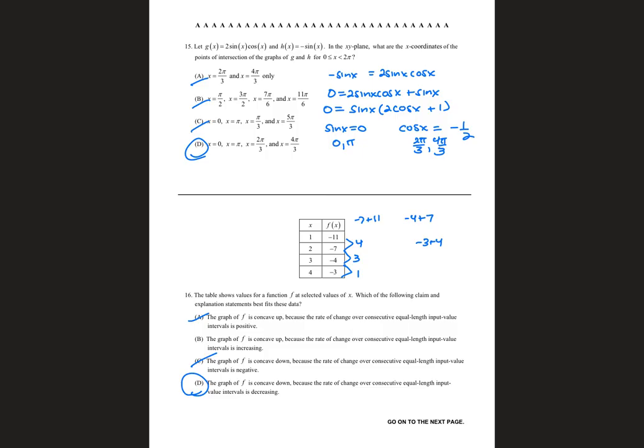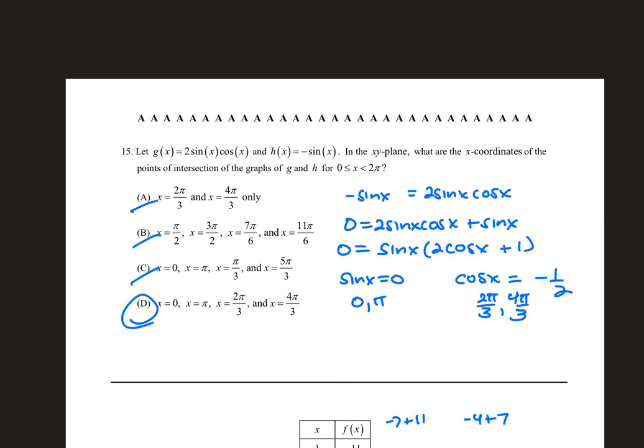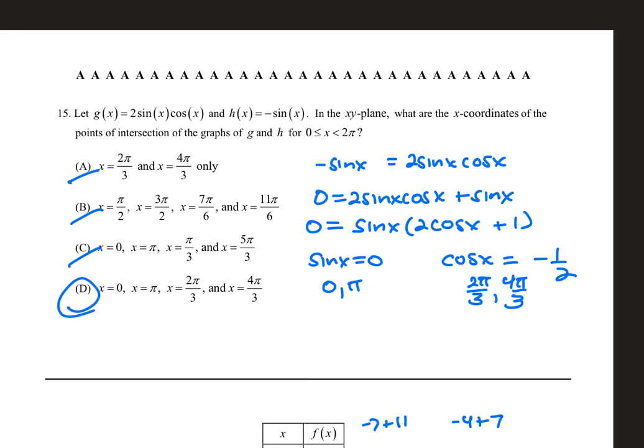15 says, let f of x equal 2 sine cosine and g of x equals 2 sine cosine and h of x equals negative sine in the xy plane. What are the x coordinates of the intersection of the graph for g and h? So intersection means set it equal to each other. So I set it equal to each other.